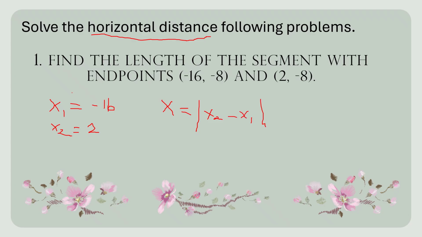Now we're using absolute value here because the answer should be positive. So we have negative 16 minus 2. That is the absolute value of negative 18, or simply 18.